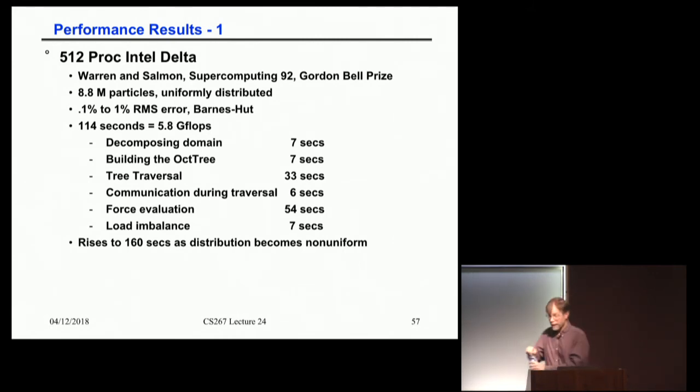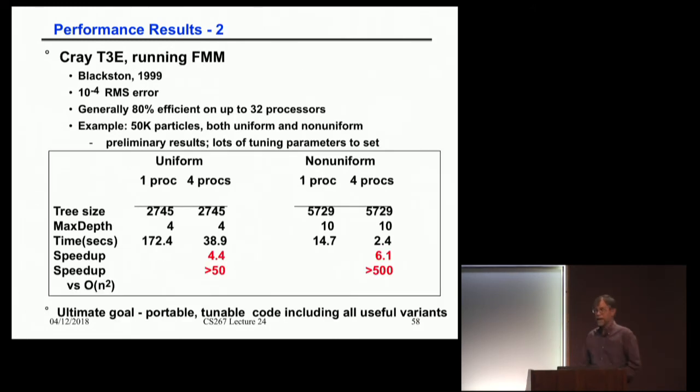Now, what happens when they did the non-uniform analysis? It went from 114 seconds to 160. So in this case, it became more expensive as things became non-uniform. Okay, so this was 1992. Let's fast forward to 1999. We'll get to present day shortly.